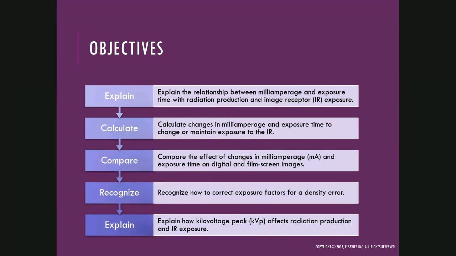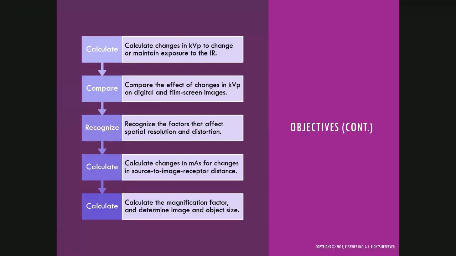Anyways, objectives. We're going to explain the relationship between milliamperage and exposure time with radiation production and image receptor exposure. We're going to calculate changes in milliamperage and exposure time to change or maintain exposure to the IR. We're going to compare the effects of changes in milliamperage and exposure time on digital and film screen images. Recognize how to correct exposure factors for a density error. Explain how kilovoltage peak affects radiation production and IR exposure.